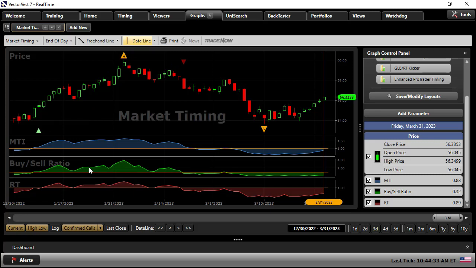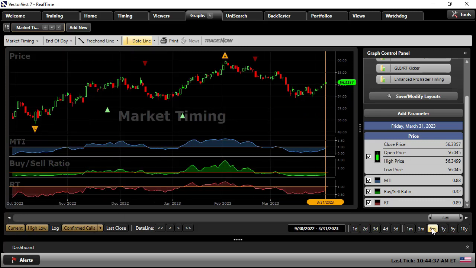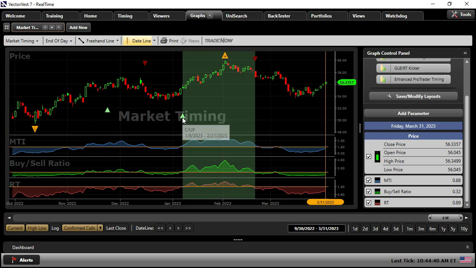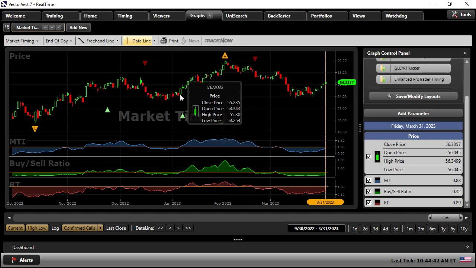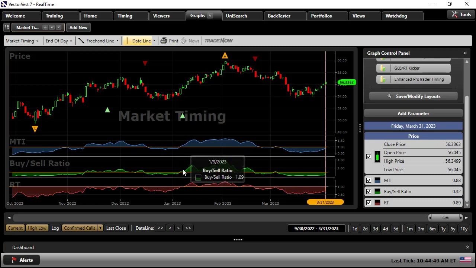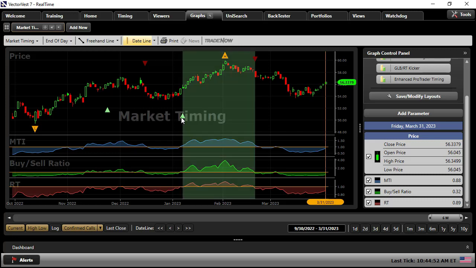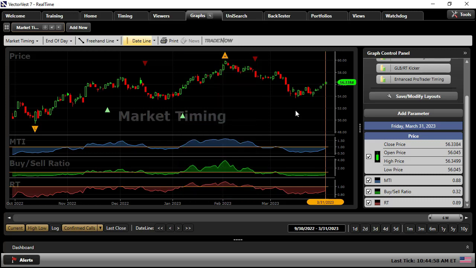Finally, we'll take a look at the confirmed calls. This is our most conservative look at the market. I'll take this back out to 6 months. We get a confirmed up call when the composite is up week over week for 2 consecutive weeks, and the buy-sell ratio crosses above 1. When that happens, we get a confirmed up call, and for the more prudent, conservative-minded investor, that's a great time to begin to replenish your portfolio and to reallocate.